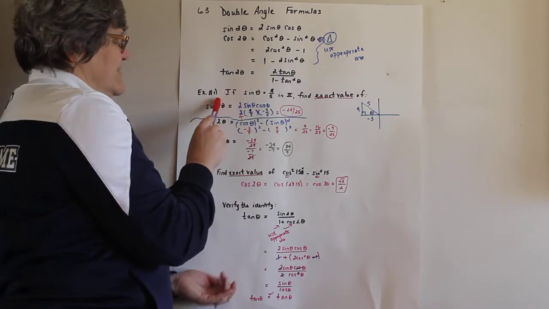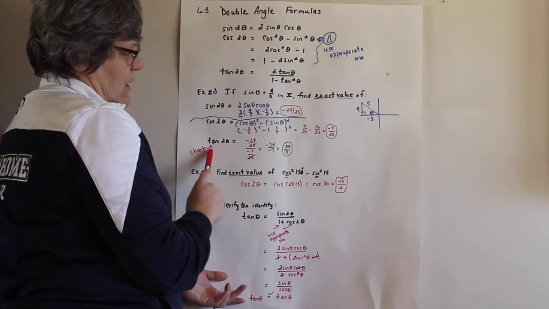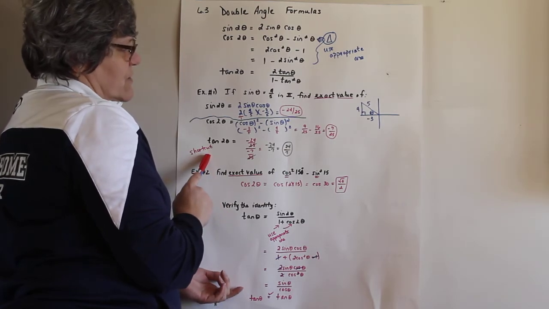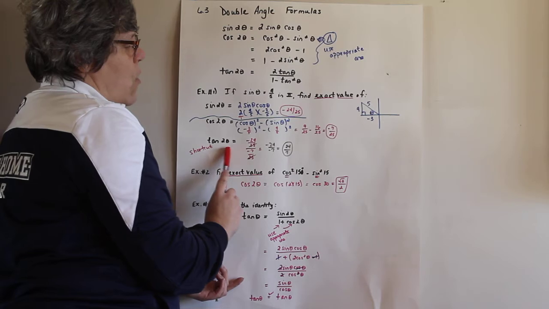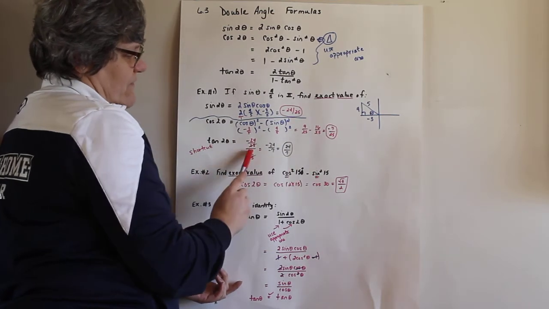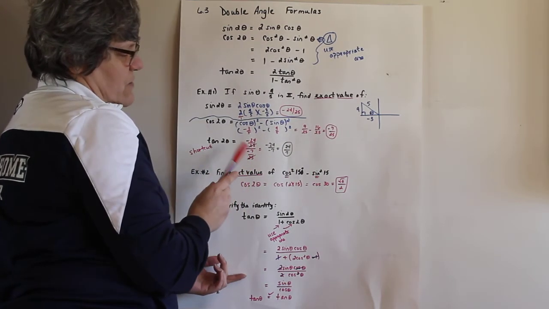Now because we did sine and cosine, tangent of 2 theta allows us to do the shortcut in this problem. So tangent is always sine, -24 over 25, over cosine, which is -7 over 25. You will see that the brown slash marks get rid of our 25s.